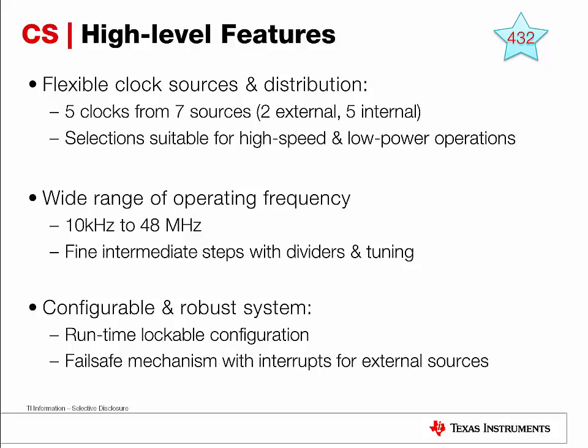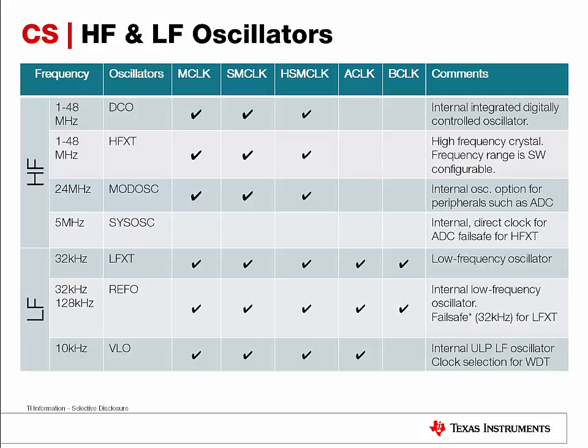There are also many features built into the clock system to ensure robust operation that can be easily reconfigured on the fly, as well as different fail-safe mechanisms that allow you to automatically switch back to internal sources in the event that external sources become unavailable, such as a crystal or oscillator fault. There are 7 total clock sources available on the MSP432 P4XX family.